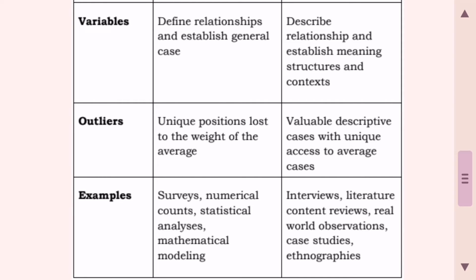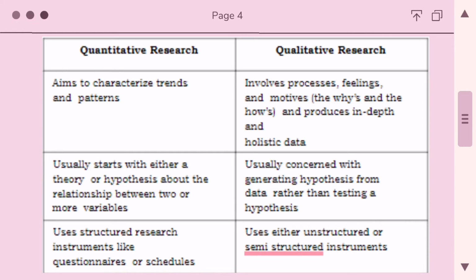And now, let us have another definition about quantitative research and qualitative research that will allow us to understand more about the differences and their similarities.